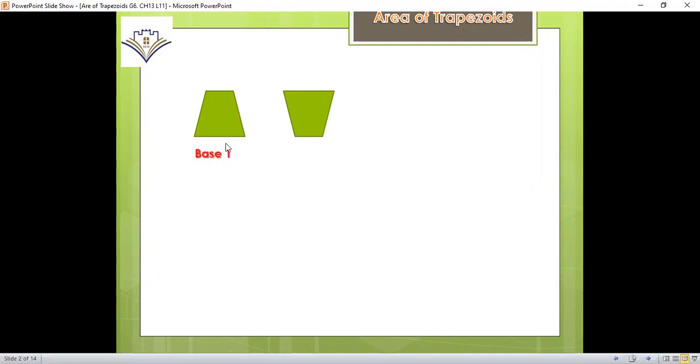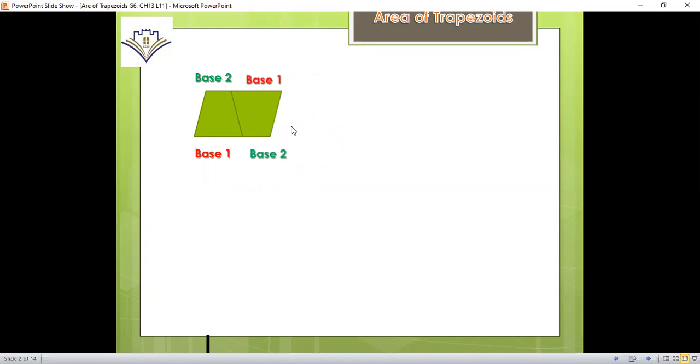Then this is base 1 and this is another base 2. But here is base 2 because we rotated it, and this is another base 1. Pay attention now. If we move this trapezoid to the left, what happens?